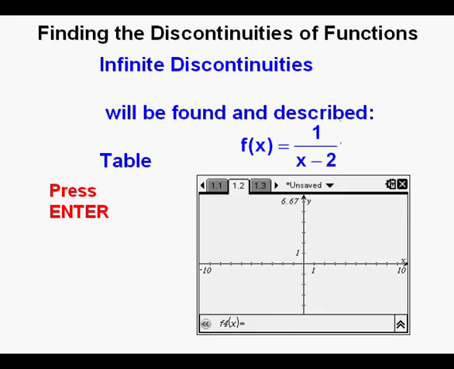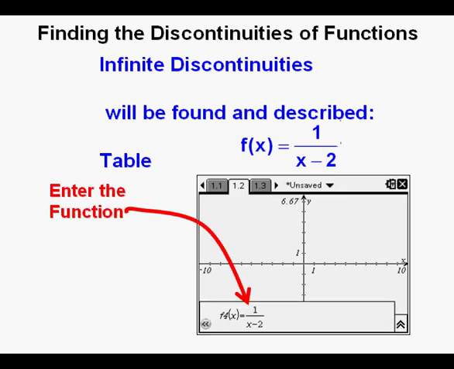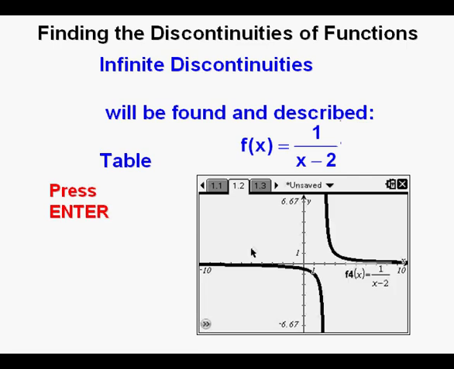Enter the function f of x equals 1 over x minus 2. Graph by pressing enter. We see the graph just as we did earlier. We'll go to the table view.